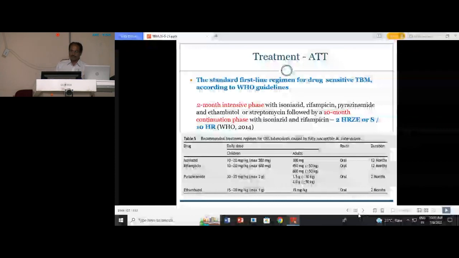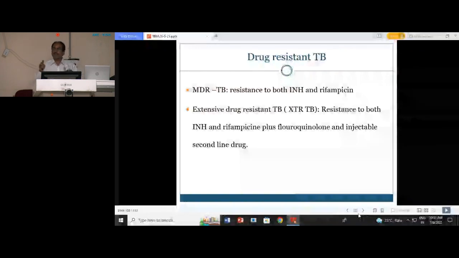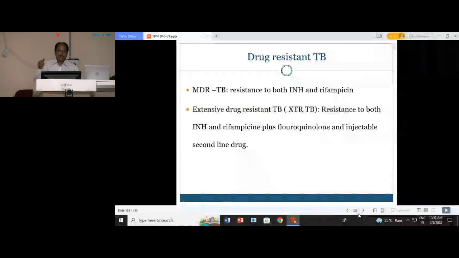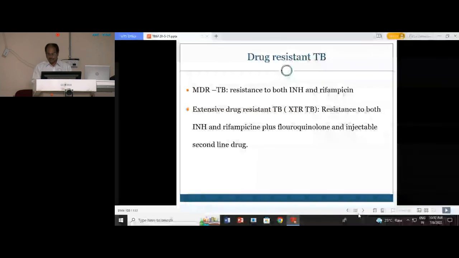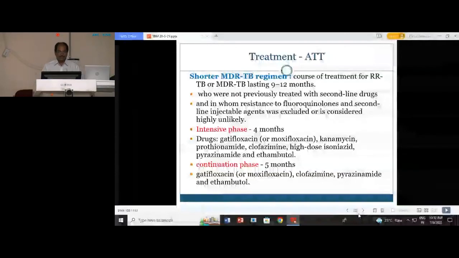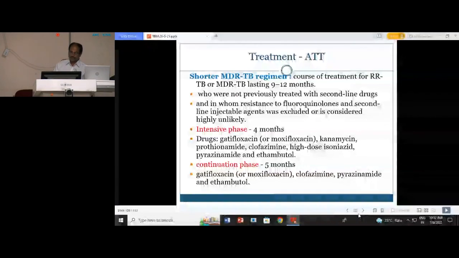Now, drug resistant tuberculosis. This is very, very important. It is an essay question for DM neurology postgraduates. MDR TB is resistance to both INH and rifampicin. Extensively drug resistant TB is resistance to both INH and rifampicin, plus 1 fluoroquinolone and 1 injectable drug. This is the definition of XDR. With a shorter MDR TB course, the intensive phase and continuation phase distinction is not much necessary. So this is very important.